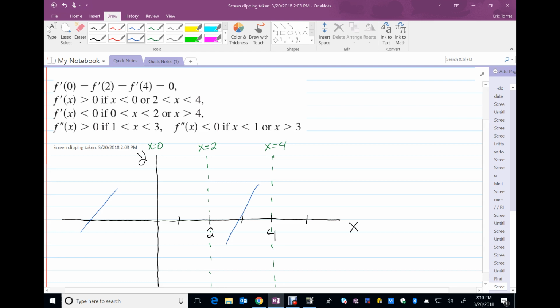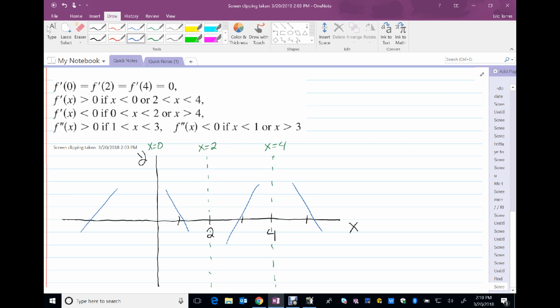Third line, my first derivative is negative if you are in between 0 and 2. So somewhere in here it's going down. And it's negative if x is larger than 4. It's going down. Okay, so that helps me out quite a bit.